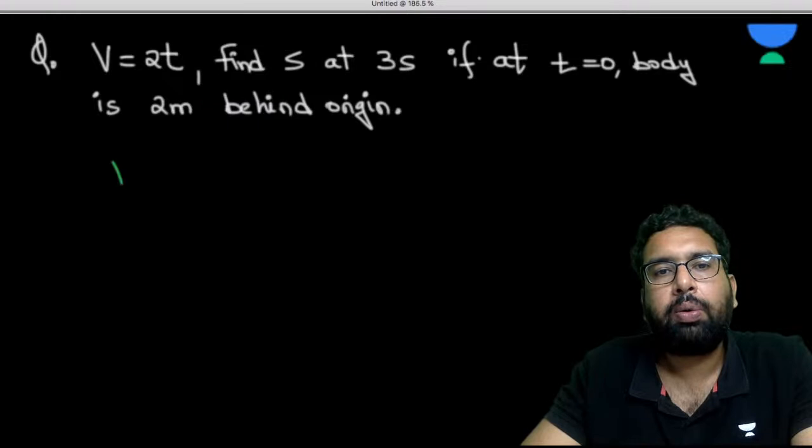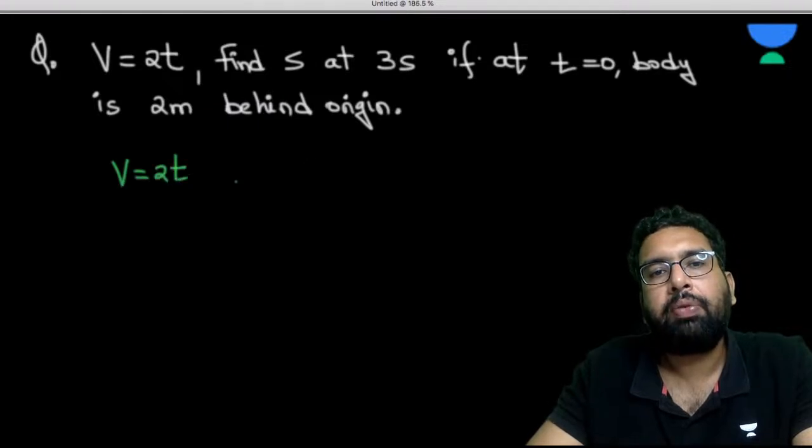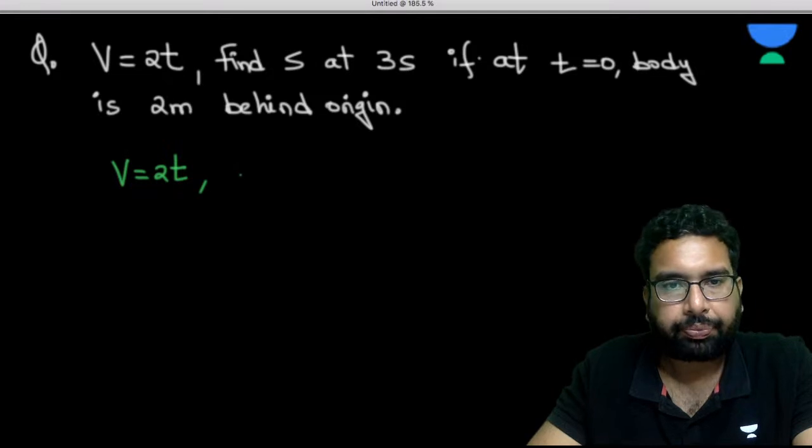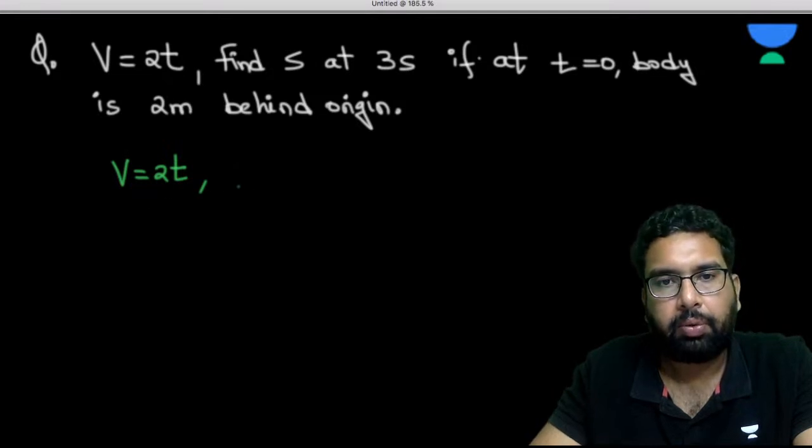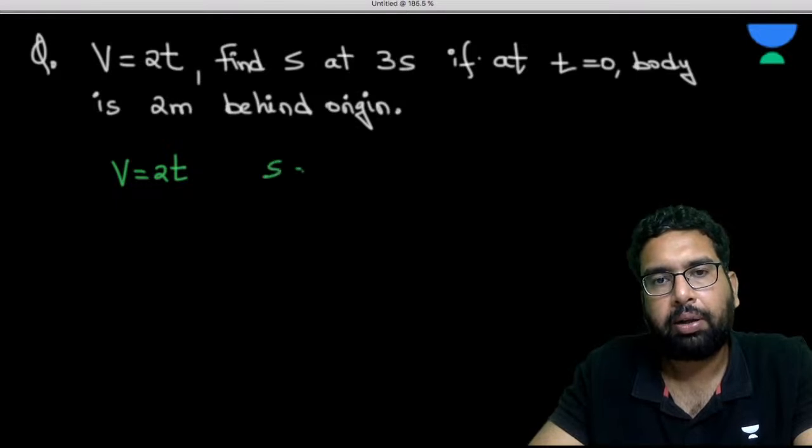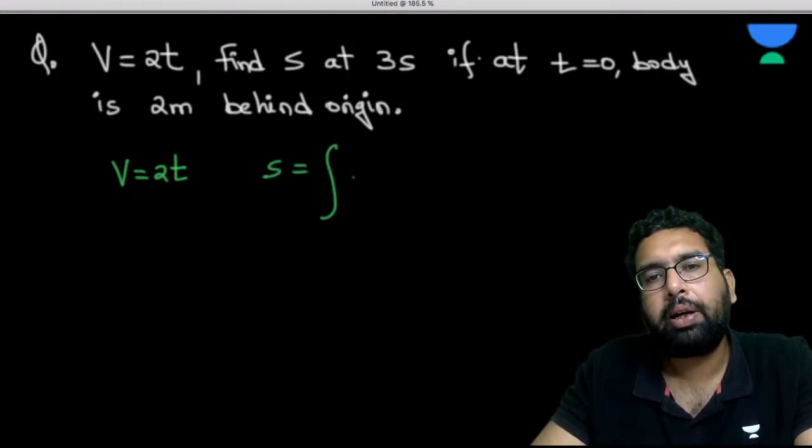So what are we going to do? v is equal to 2t, and we want to find the displacement at 3 seconds if at t is equal to 0, the body is 2 meter behind origin. To find the displacement, we are going to integrate it.